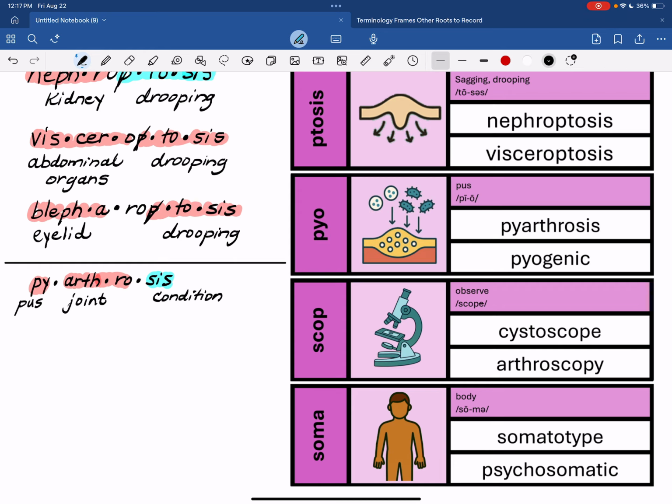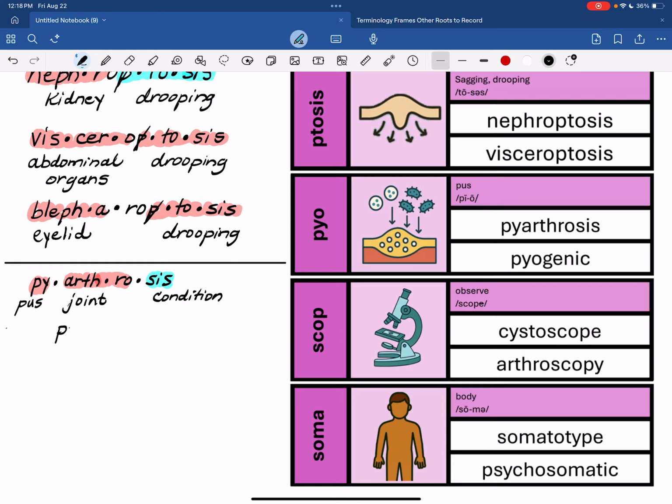Okay, pyarthrosis is the formation or presence of pus within a joint. It is often associated with infections that involve synovial joints and is commonly referred to as suppurative arthritis. This is not one I'm familiar with. I can break it down because I know my roots and prefixes, but I was not familiar with this one. I don't know that I've ever encountered this one personally.